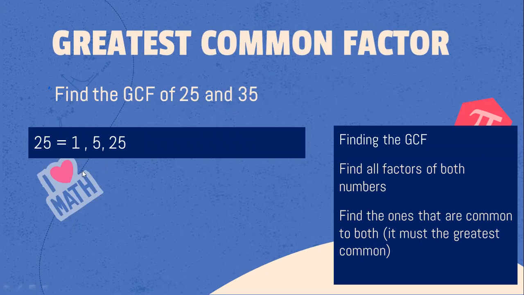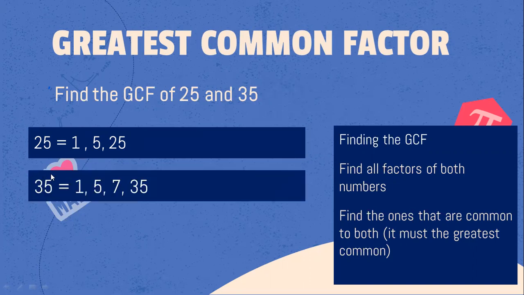Next one. What are the factors of 35? The factors of 35 are 1 multiplied by 35 and 5 multiplied by 7. 1 times 35 is 35. 5 times 7 is 35. These are the factors of 35.